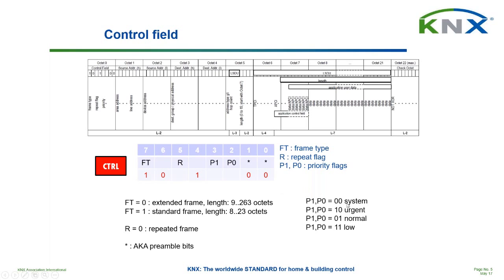So if it's 0, 0, both 0, it means a system. And if it is 1, 1, so both 1, it is actually the low priority. And in between there is urgent and normal.